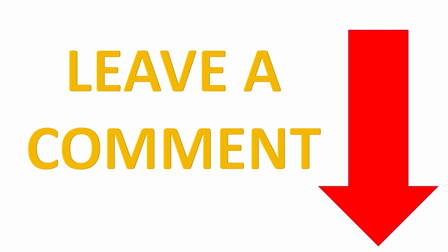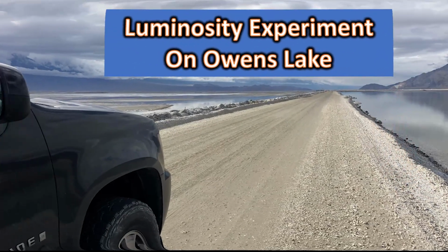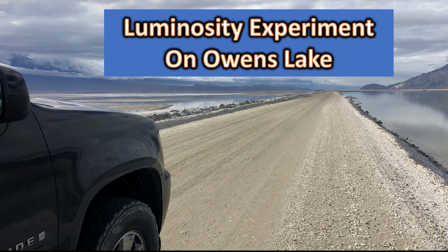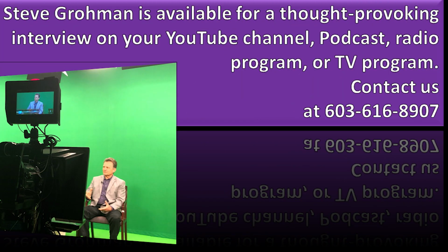But in addition to that, so is the apparent size, and so is the apparent luminosity, the visual light that you can see from. We did the luminosity test on Owens Lake. The inverse square law is really important in photography and stage lighting, isn't it? When I do interviews, they want to make sure I'm in the exact right place in the studio because that's where the light is. And if I'm too far away, it's dull, and if I'm too close, it's bright. It matters, and just a little bit of distance makes a huge difference.